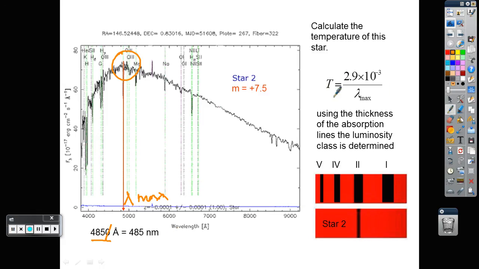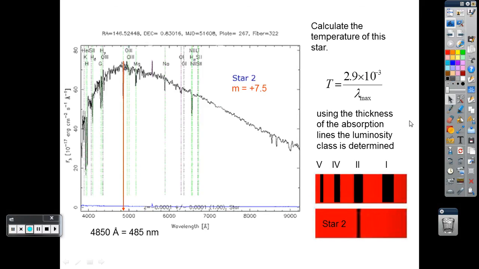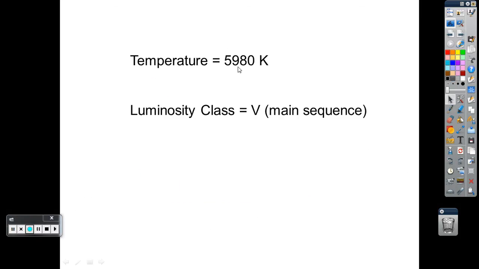We use Wien's law up here to determine its temperature. So that temperature would be, instead of lambda max down here, we read 485 by 10 to the minus 9, which is nano. And when we shove that in, we can then calculate the temperature. So the temperature is 5,980.